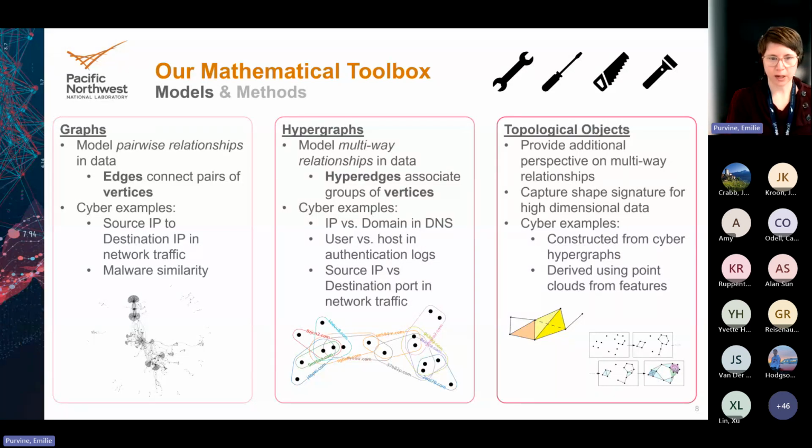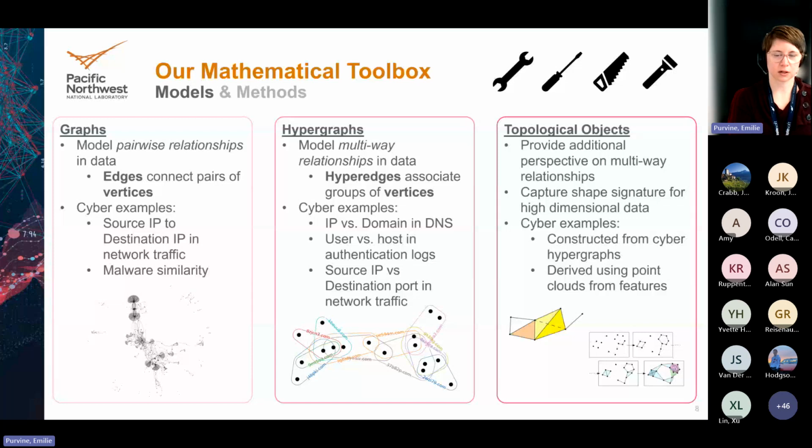So you have a bunch of IP addresses that might all resolve to the same domain. Those aren't necessarily pairwise relationships. They are relationships, or a property of a bunch of IPs that have one domain in common. So this picture at the bottom shows a hypergraph visualization, where the IPs are vertices and the domains are hyperedges. You could also look at user versus host in authentication logs.